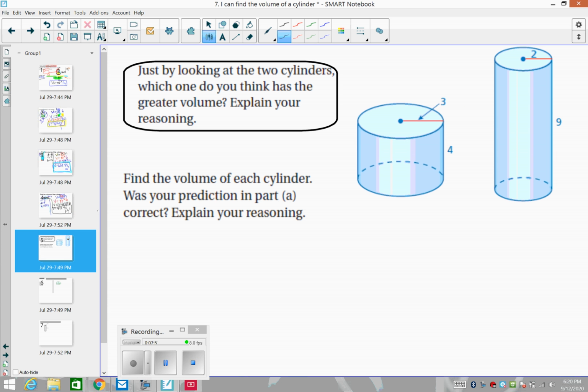Okay, so moving on. Just by looking at the two cylinders, which do you think has the greater volume? Explain your reasoning. So go ahead and pause for a minute and just think about, do you think it's A or do you think it's B? Which has the greater volume?